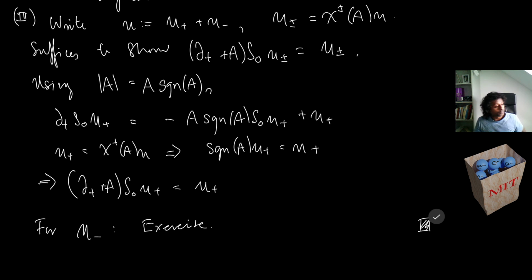Of course it's not going to be a right inverse, and that's what we will start investigating next time round. First we can explore the mapping properties of this S naught, and then we'll start thinking about the right inverse properties of S naught. Okay, I'll leave it at that.